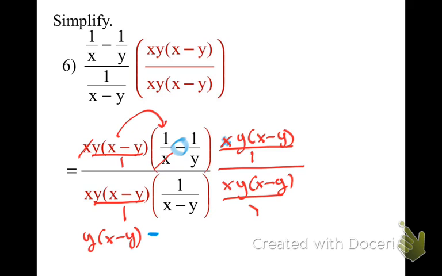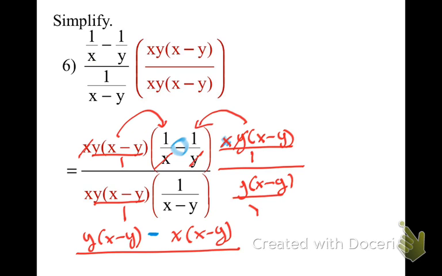Then I've got my, when I distribute here, what gets cross-canceled? Y. Y. And what's left? X times x minus y, all over. I really only need to do it once down here. I don't need this other one. When I distribute here, what's going to cross-cancel? The x minus y, the binomial x minus y. And what's left? Xy.